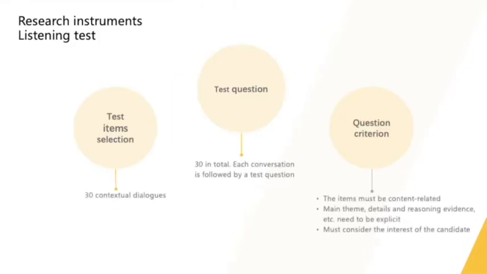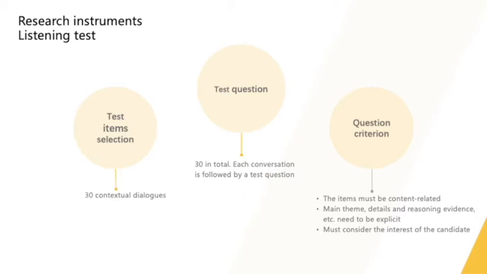The first one is listening tests. In test item selection, a total of 30 contextual dialogues, which contain the shortest verbal prompts, usually between men and women whose native language is English, speaking 2 to 4 turns each, were used to test students' listening comprehension. There were 30 test questions in total. Each conversation is followed by a test question.